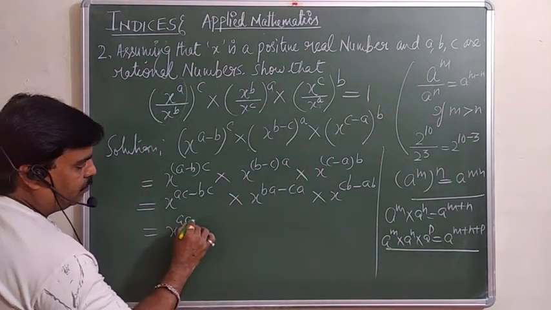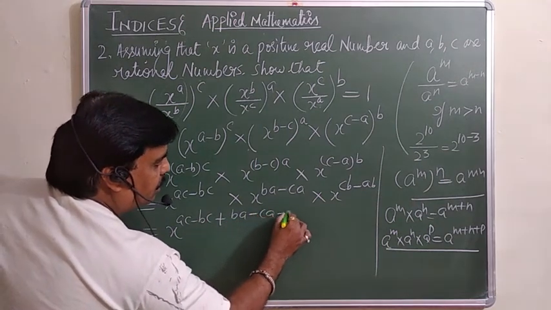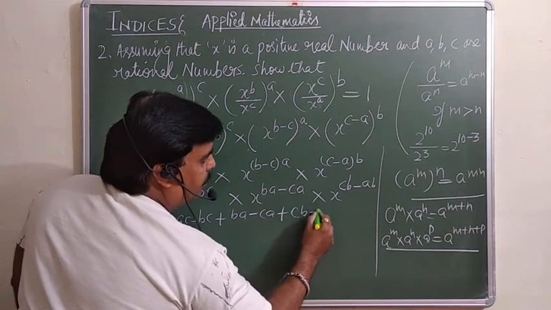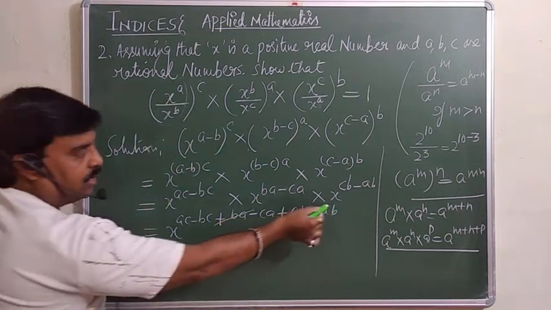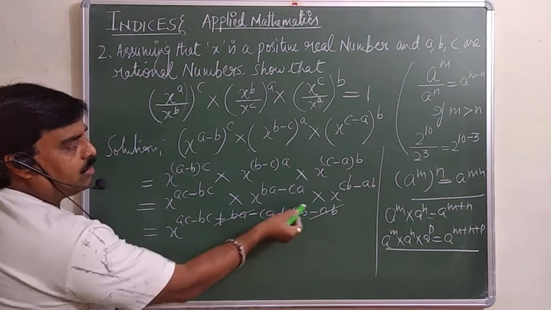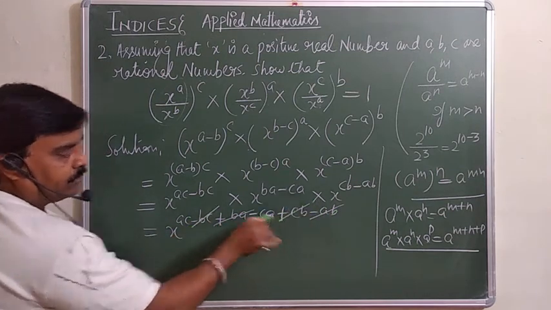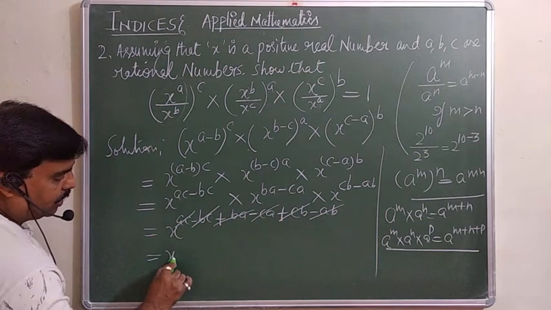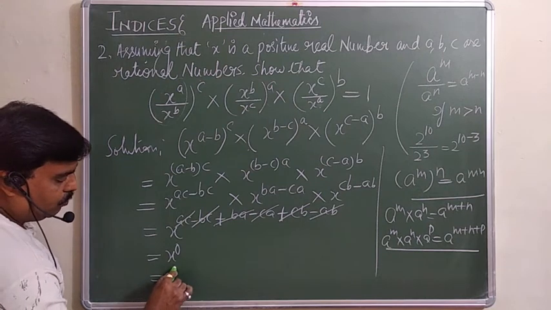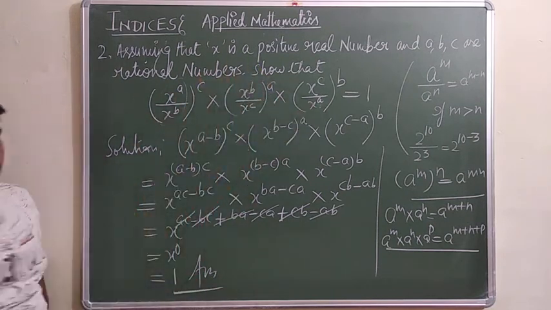x raised to power ac minus bc plus ba minus ca plus cb minus ab. Now look at here. This is plus ab minus ab. b into a you are writing or a into b you are writing is not the matter. Minus bc plus bc, plus ac minus ac. So finally you are getting what? x raised to power 0, and x raised to power 0 means 1. And this is which you wanted to show. Have a look.